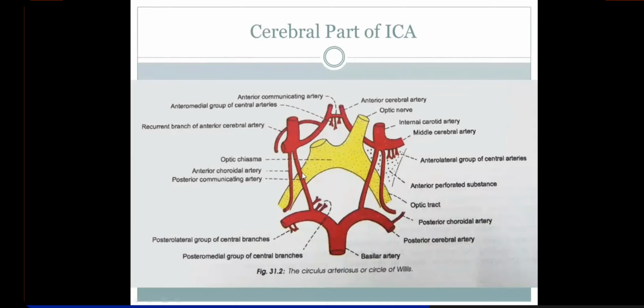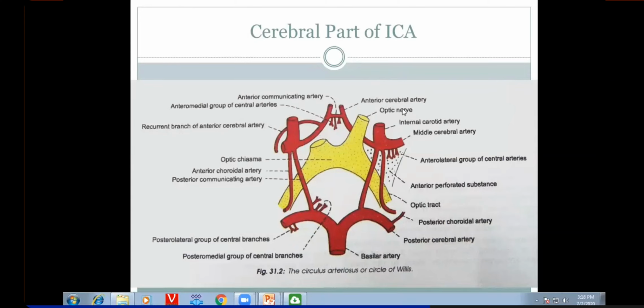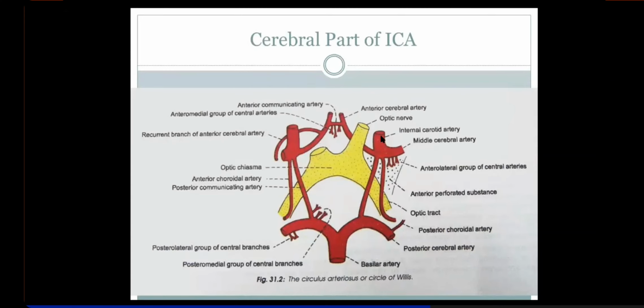Now what you're seeing is the cerebral portion of the internal carotid artery. This is the cerebral portion of the internal carotid artery. This portion. So this internal carotid, as you see, is this curved portion, and it is continuing as the middle cerebral artery. After giving out these branches, it continues as the middle cerebral artery.